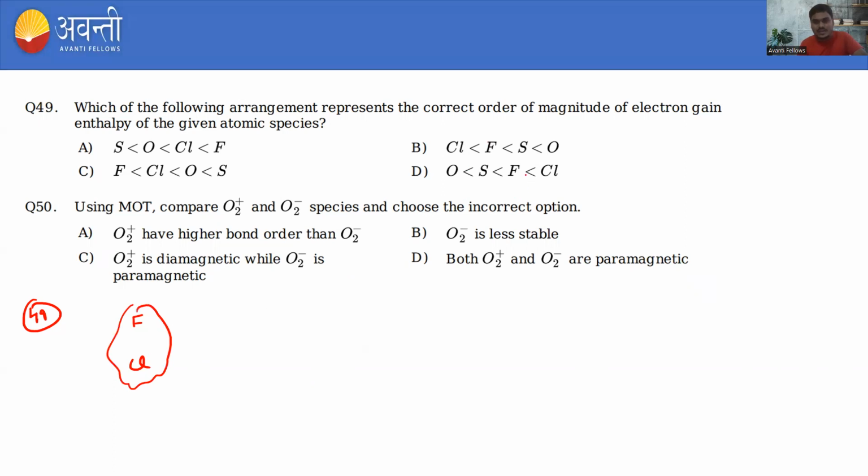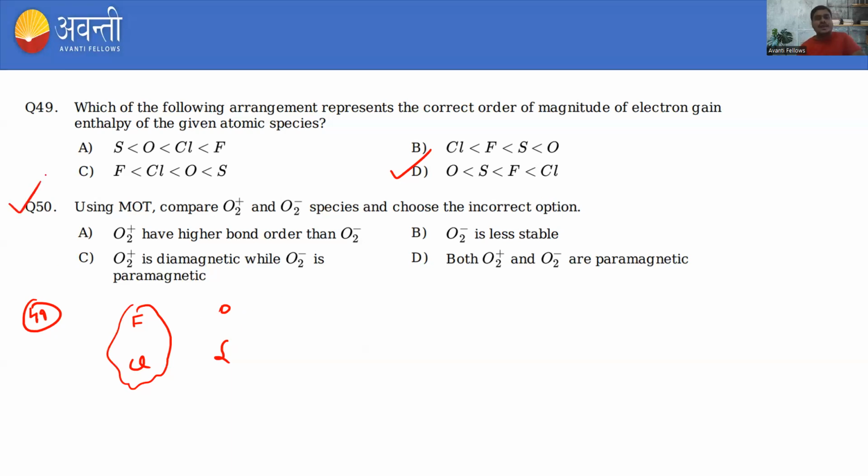So what is the correct order for this? Out of chlorine and fluorine, which will show the most negative electron gain enthalpy? That is chlorine. So this one is wrong, this one is correct. And out of oxygen and sulfur, which will show more? Sulfur. So definitely which option is going to be correct? That is option B, because oxygen, sulfur, these are all exceptional cases. The expected electron gain enthalpy would be oxygen, but in reality, it is sulfur. The reason is the same as fluorine and chlorine. So option B is absolutely the correct option.